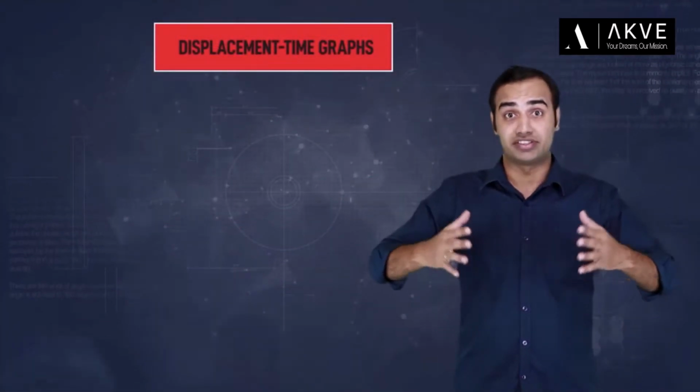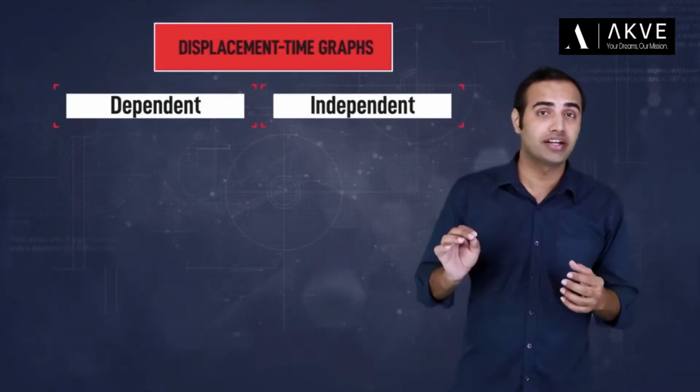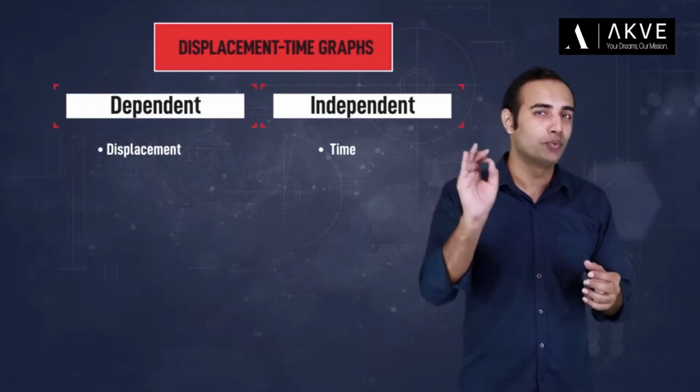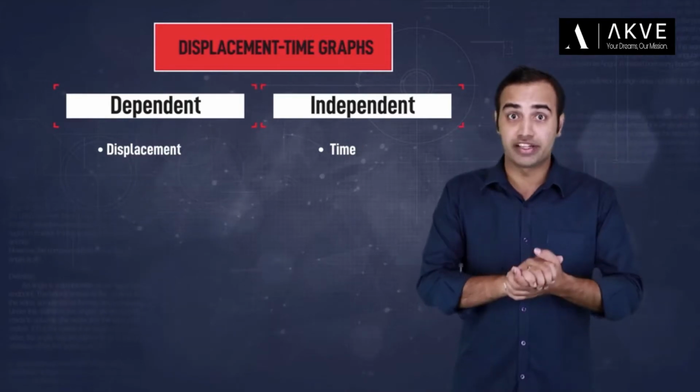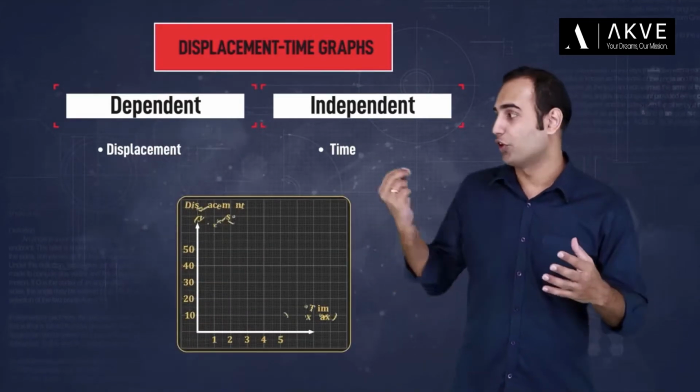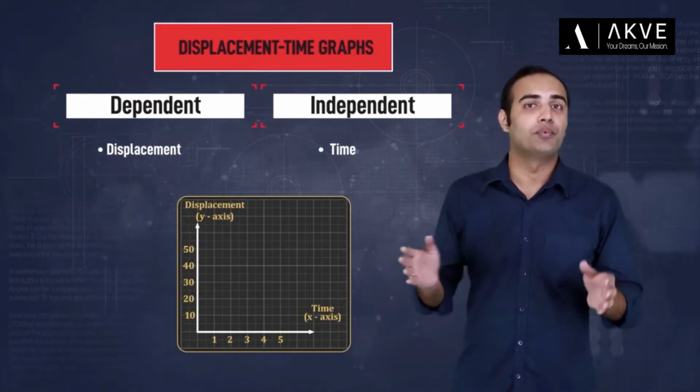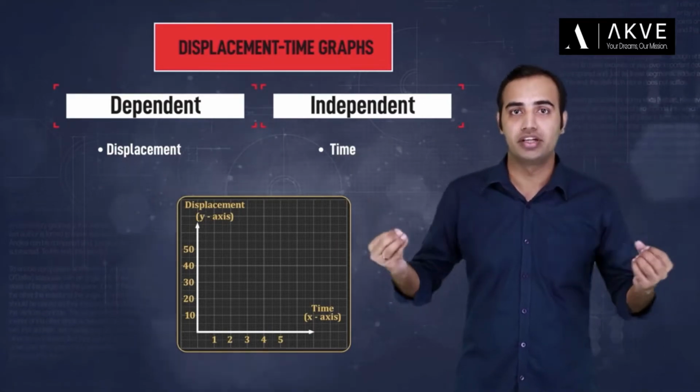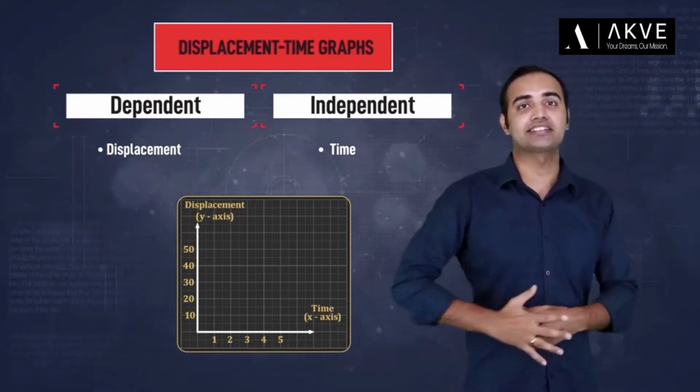Now, as its name suggests, this graph shows the dependence of displacement of an object with respect to time. Clearly displacement is a dependent variable here, so we always plot it along the y-axis, while time is an independent variable, so we always plot it along the x-axis.